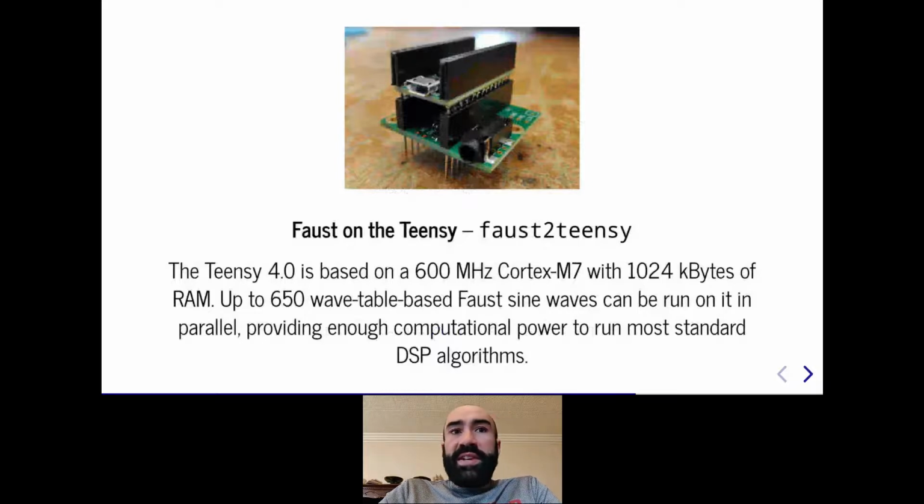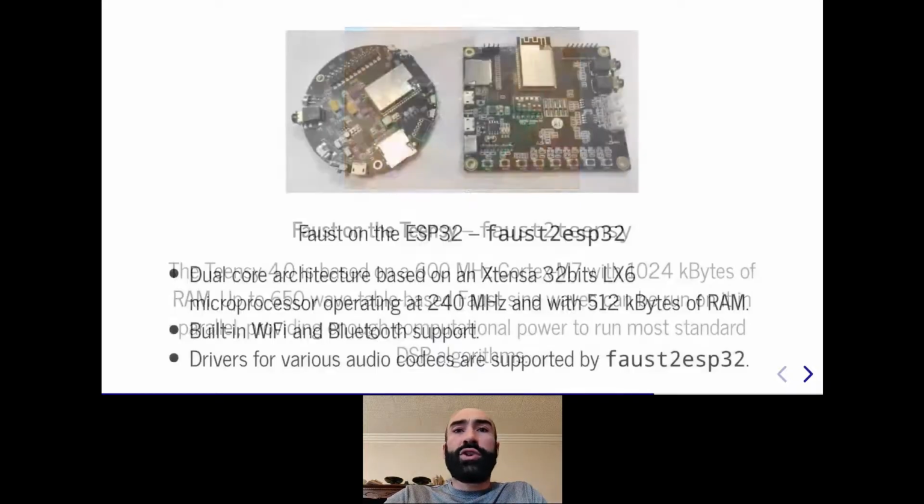As an example, the Teensy 4.0 is based on a 600 MHz Cortex-M7 with 1024 kilobytes of RAM. And up to 650 wavetable-based Faust sine wave oscillators can be run on it in parallel, providing enough computational power to run most standard DSP algorithms. If you can run 650 sine waves in parallel, you can run a lot of other things. And the cool thing about the Teensy is that it only costs about $20.